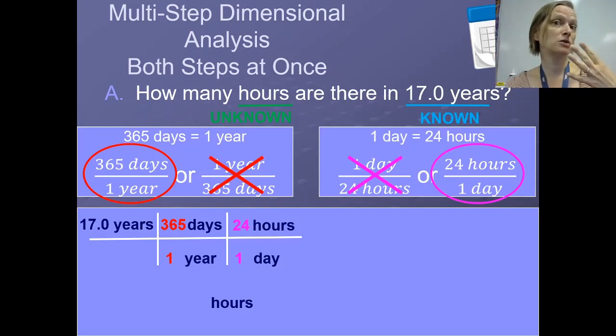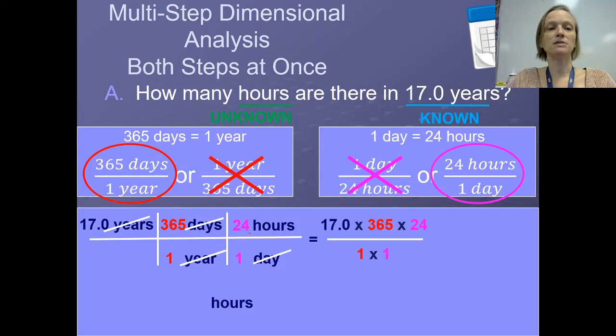step 4 is going to start to become pretty important here when you have multiple steps. It maybe seemed unnecessary before, but you'll see why it's so important now. Check to make sure your units cancel. Before you do the math, make sure you've got it set up right, otherwise you're doing the math for no reason. The years cancel out, so that's good. The days cancel out, that's good. So I'm left with hours as my units, and that's good because I want hours as my final answer.